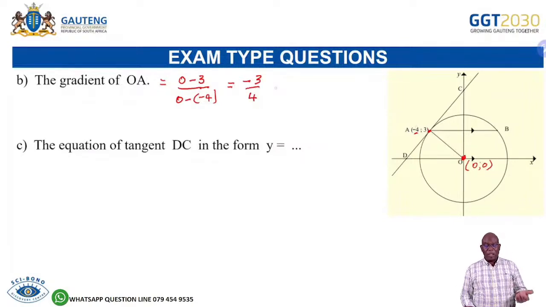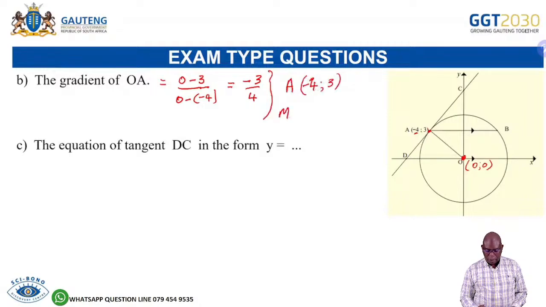The easy way to do it will be, I have a coordinate A, which is minus 4 and 3. So the gradient of OA, as long as it's from the origin, it will always be 0 minus and 0 minus. But when you practice, use that. But for now, in the exam, you can say this is the y value, this is the x value. So the gradient of this line here will be the y value divided by the x value. So the y value is 3, the x value is negative 4. That is your gradient, the same gradient as that.